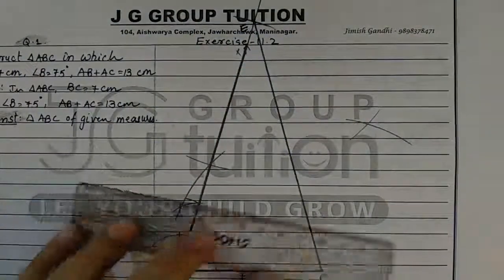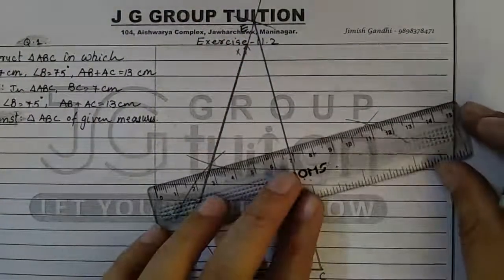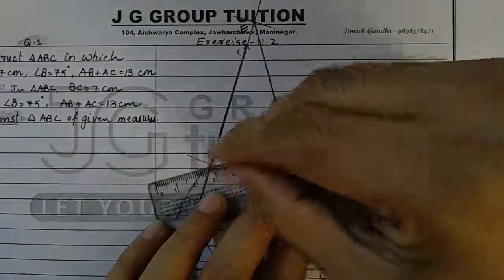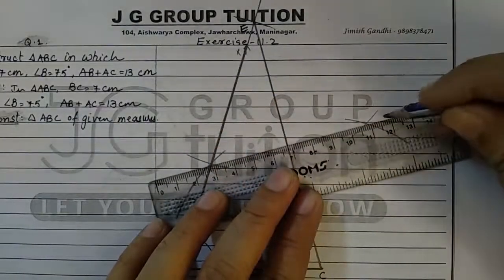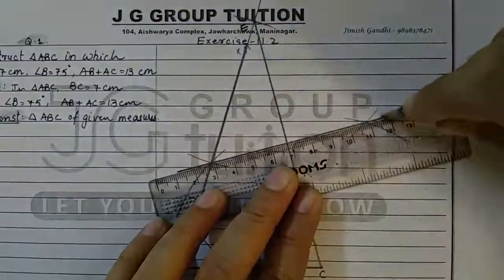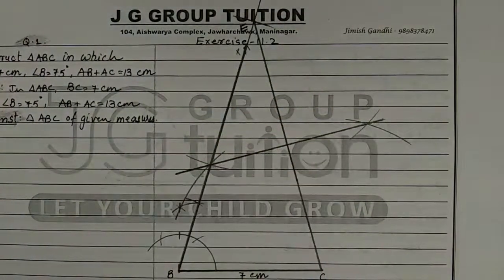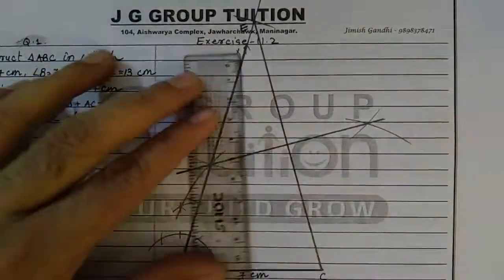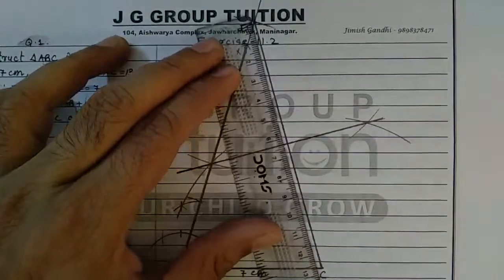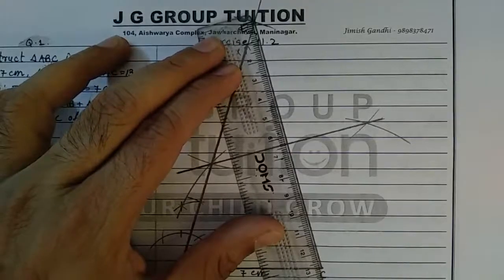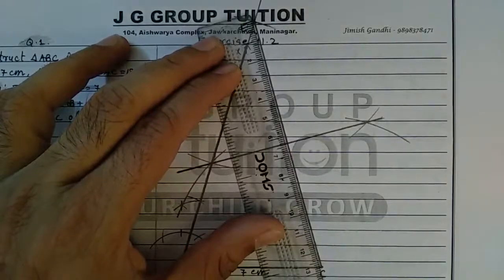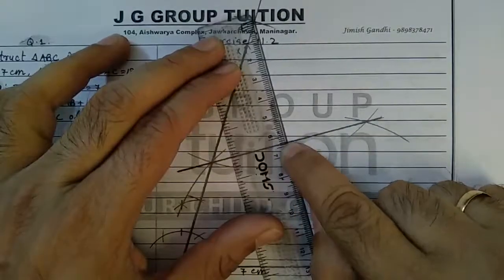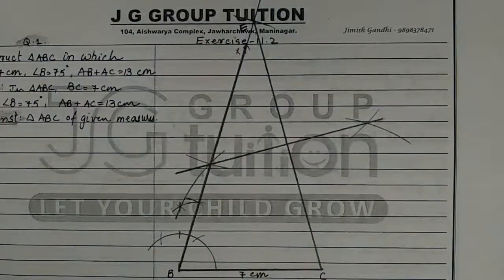The line segment which we construct is called the perpendicular bisector of EC. Why is it called the perpendicular bisector? Because this line segment makes 90 degrees with EC, and it divides EC into two equal halves. That is why it is called the perpendicular bisector.